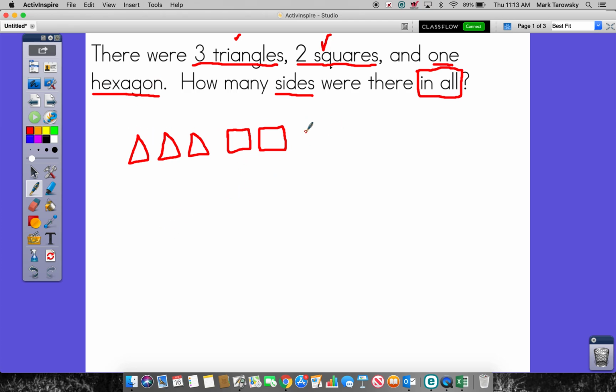And a hexagon. And I know that a hexagon is simply a six-sided shape. It doesn't necessarily have to be the pattern block shape. It can be any six-sided shape. All right, so there are my shapes. And it says how many sides are there in all. So I've got to count these sides. All right, here we go.